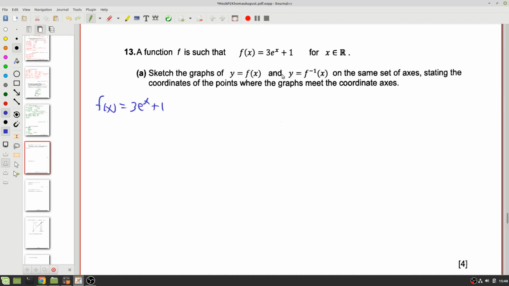Now sketch a graph of f and its inverse on the same system of axes, stating coordinates of the points where the graphs meet the coordinate axes. Okay, so I am going to draw a little graph for us here. System of axes, and let's call them y and x. Alright. So now for this, we see this is an exponential function. So we know it has a horizontal asymptote, and that asymptote is this value here. So at 1, y equals 1, we'll have an asymptote, and let me draw that in for us. So there we have an asymptote at 1.